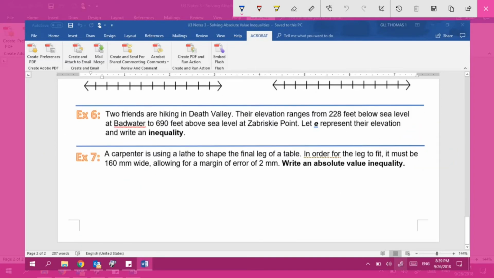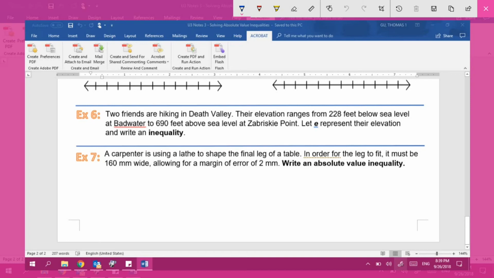And for our final 2 examples, we're just going to translate some word problems into equations and inequalities. So read this one. Two friends are hiking in Death Valley. That doesn't sound fun. Their elevation ranges from 228 feet below sea level at Badwater to 690 feet above sea level at Zabriskie Point. Let E represent their elevation and write an inequality.